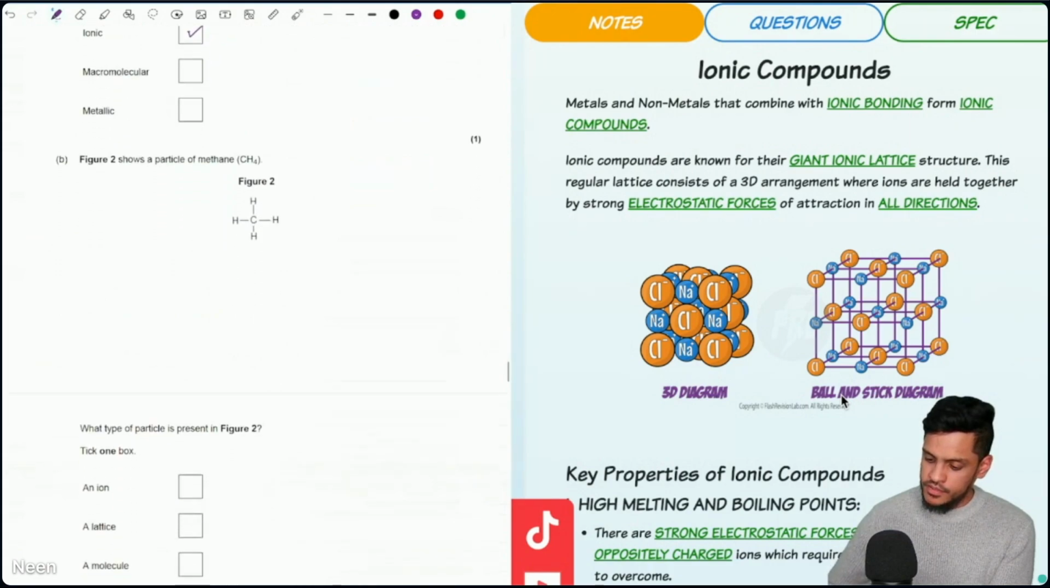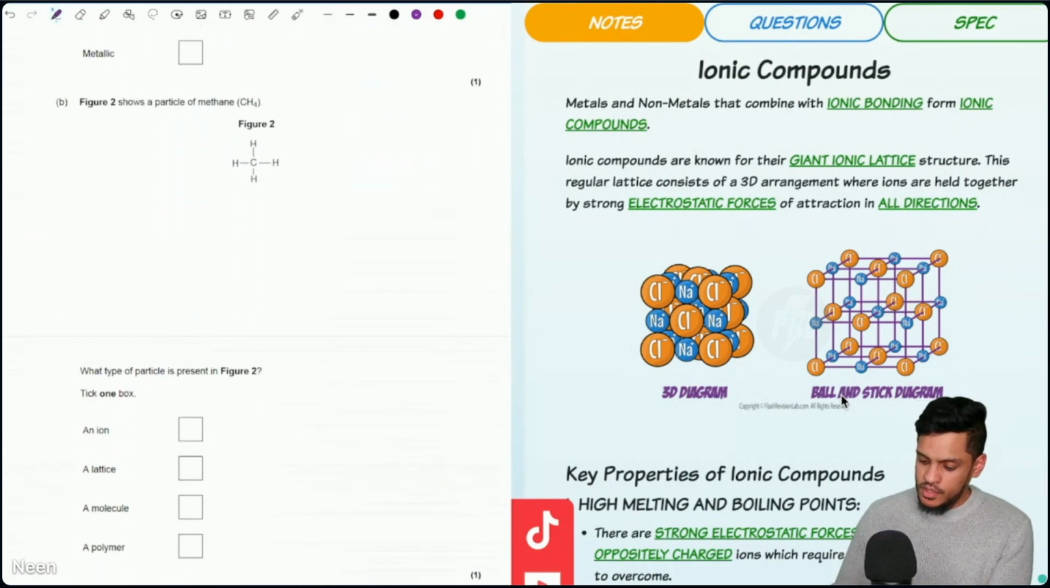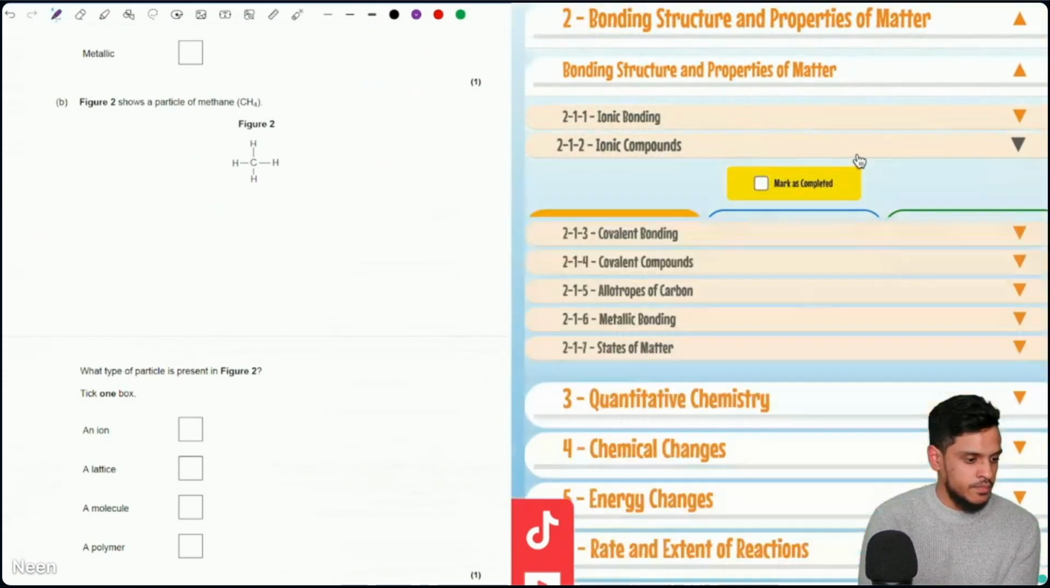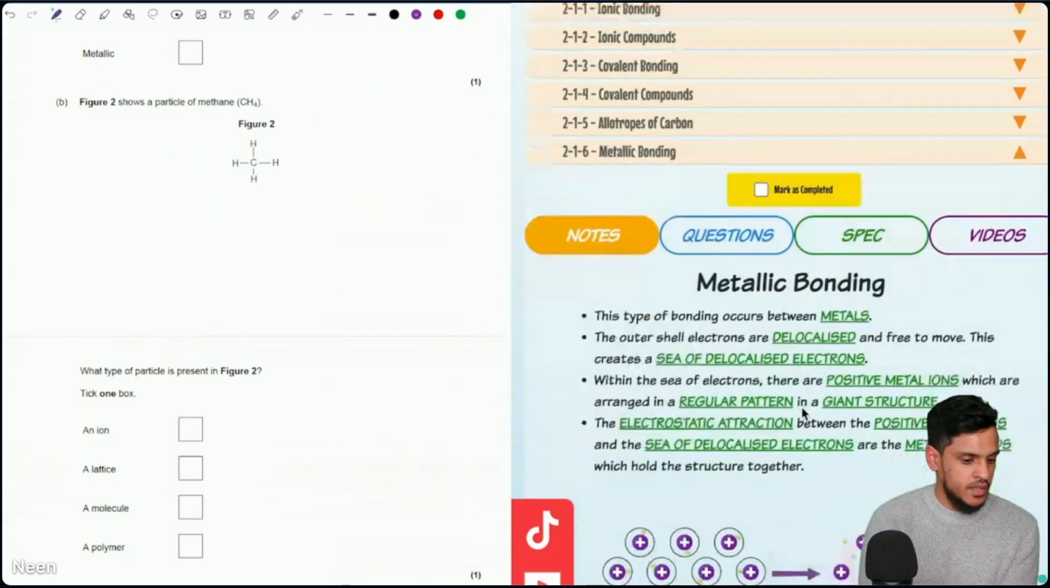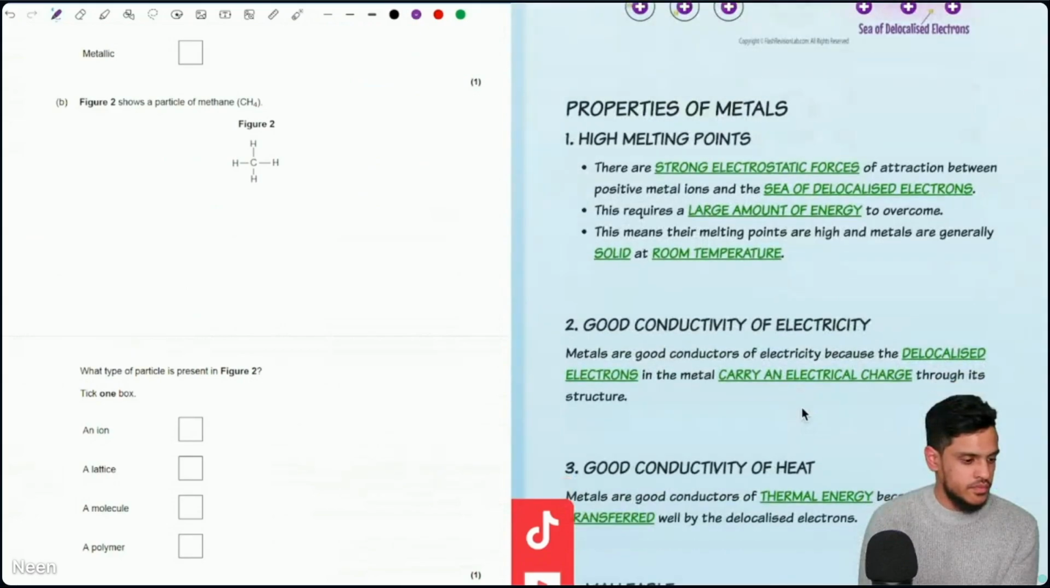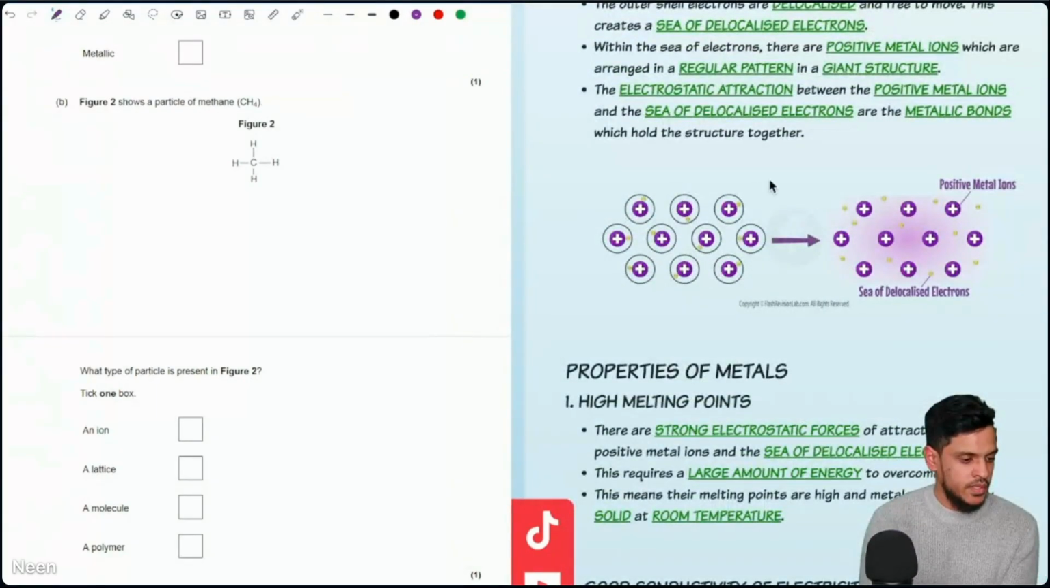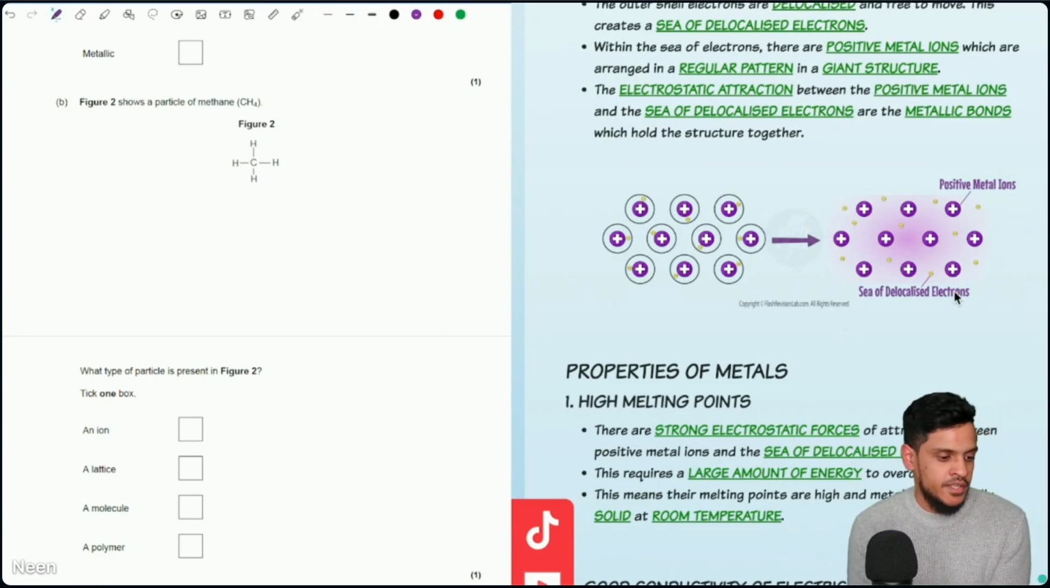Next question. Figure 2 shows a particle of methane. So anytime this shows charges, would it be ionic bonding? Let me think about that. No, because, I'll show you another one. Metallic bonding also has ions. Look here, that's what metallic bonding looks like. It's got positive charges here. It's a positive metal ion surrounded by delocalized electrons. So that would not be ionic.